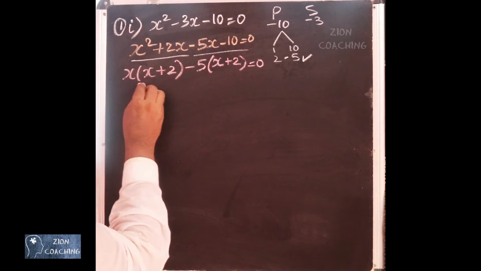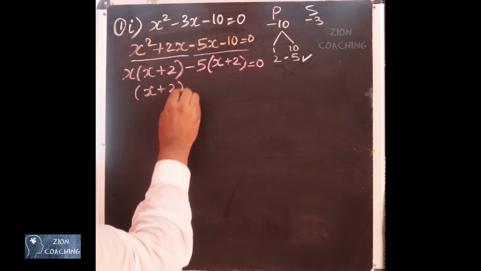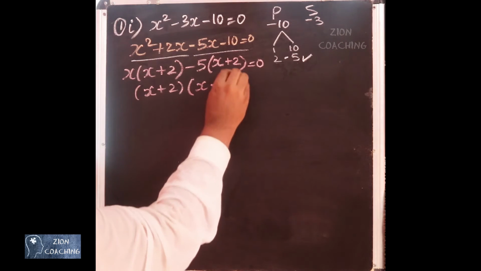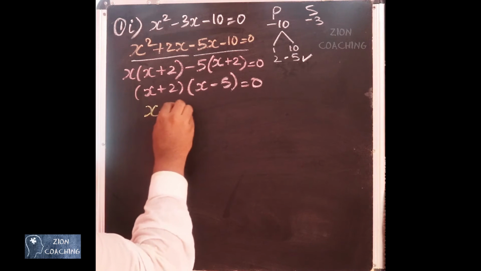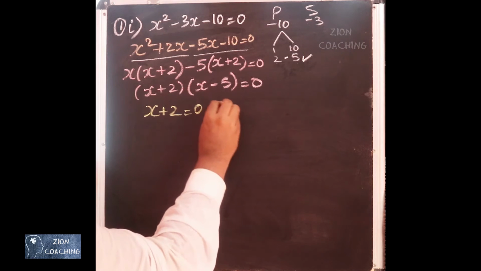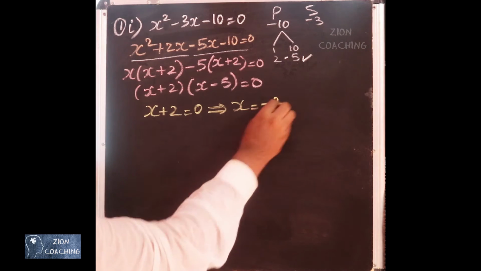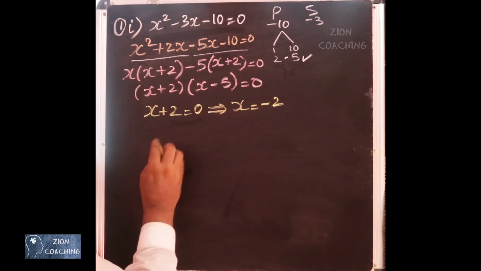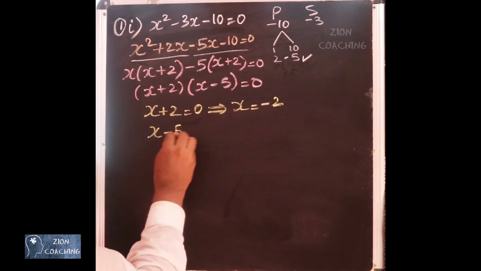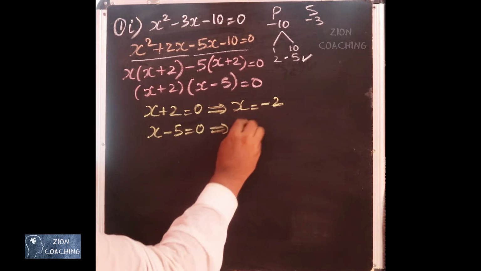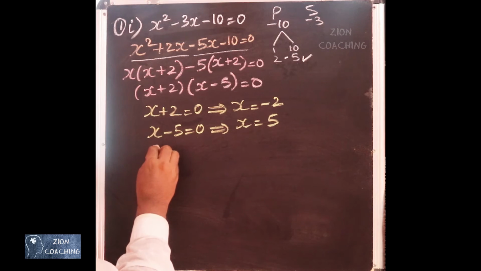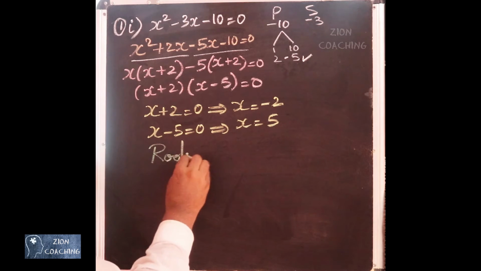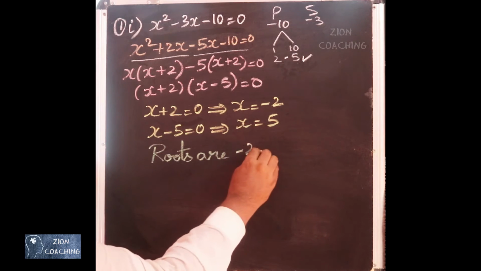Now x plus 2 is common. When you pull out x plus 2 commonly outside, then you will have x minus 5 equal to 0. Now when you equate x plus 2 equal to 0, that implies x is equal to minus 2. When you take 2 to the other side, it will become minus 2. x minus 5 equal to 0 implies x is equal to 5. Now we have found both the roots of the given quadratic equation. The roots are minus 2 and 5.